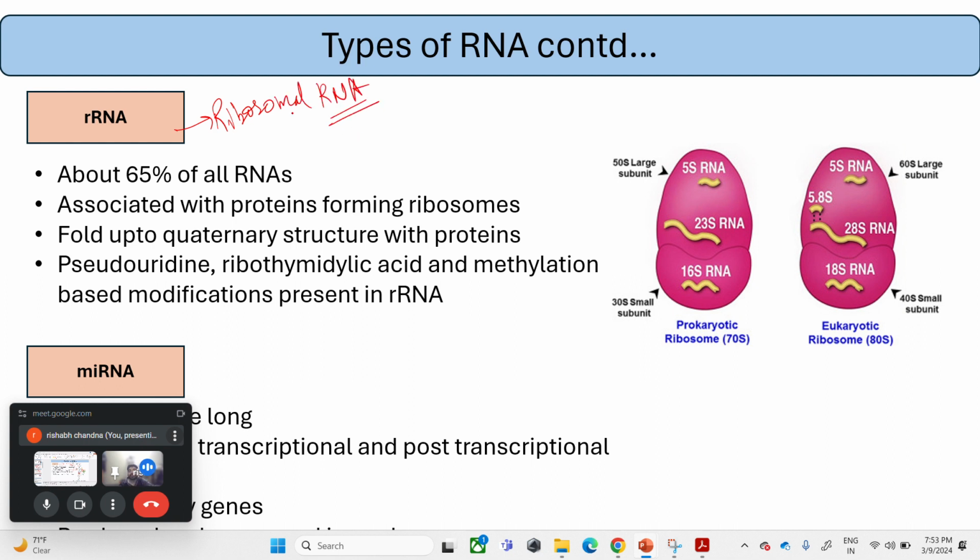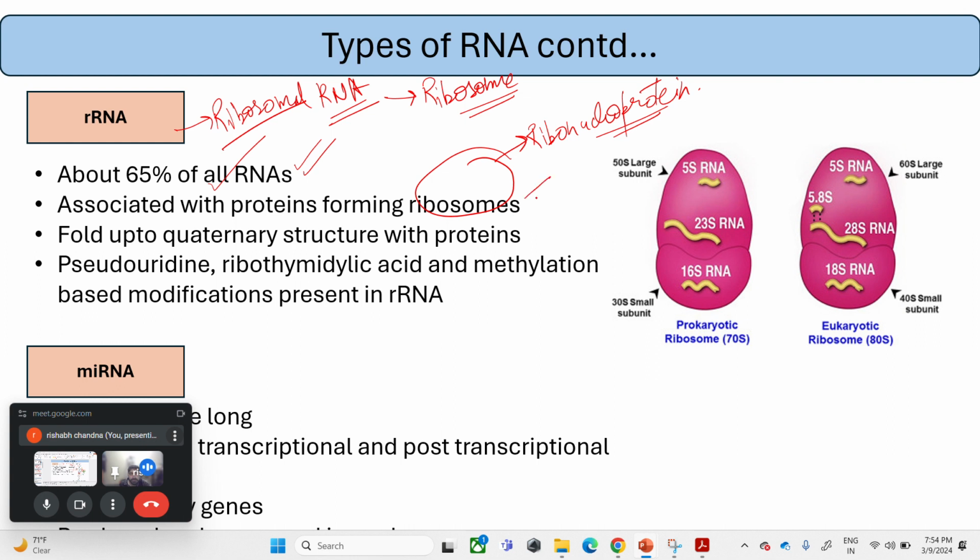So this RNA, as the name suggests, is present in the ribosome. It is the RNA present in the highest amount inside the cell: rRNA is about 65% of the total RNA content, and it is associated with proteins forming the ribosome. So it is a ribonucleoprotein.